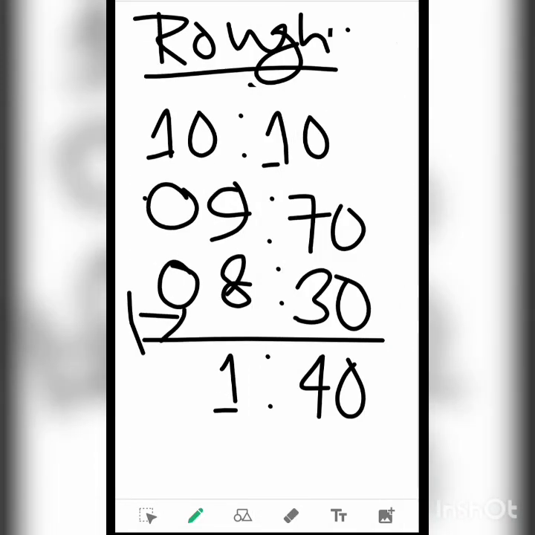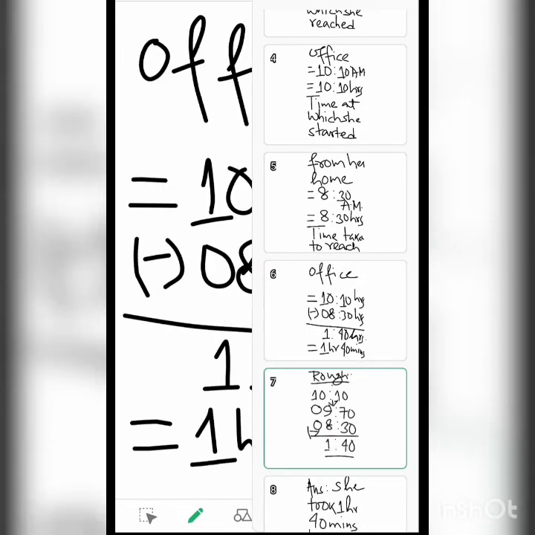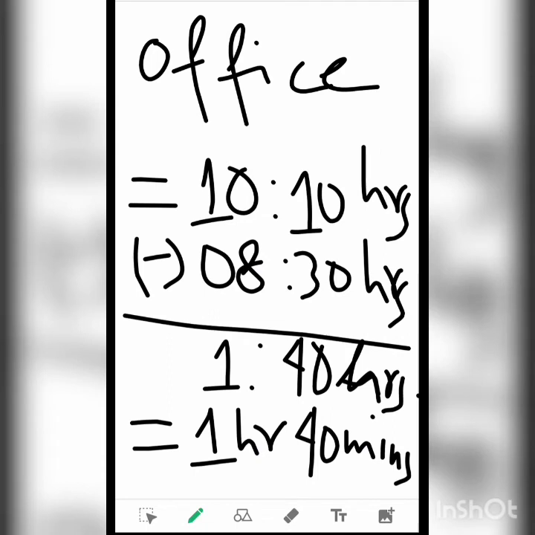In the next board you can write 10:10, see I am putting an arrow also, you can write 10:10 as 970, and from here you subtract 8:30. So how much are you getting? 140. This thing only in the rough you will do so that it becomes easier for your calculation. Now coming to the previous board, I will write here 10:10 minus 8:30 is equal to 1:40 hours, which means 1 hour 40 minutes.